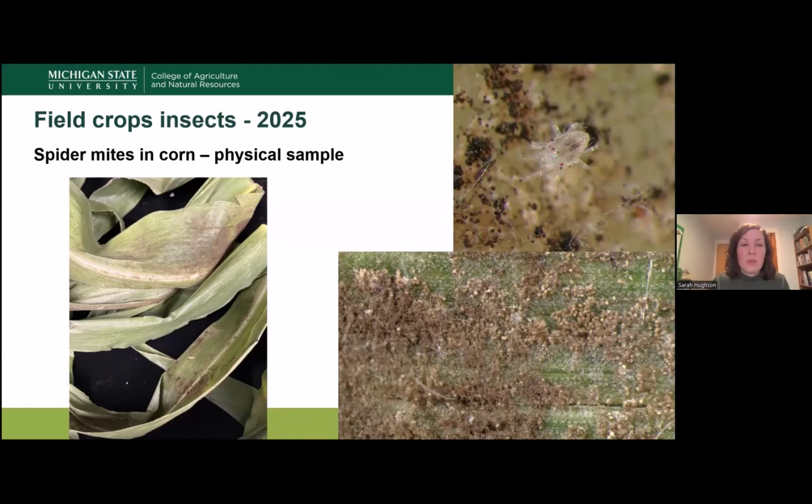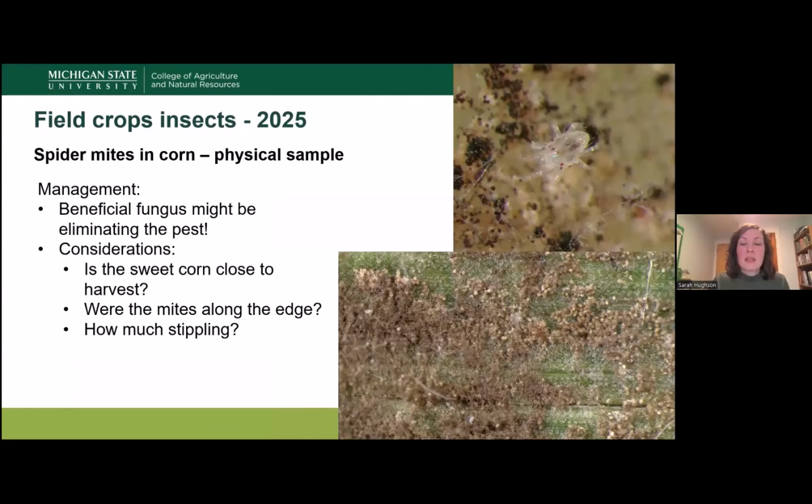So we'll talk a little bit more about spider mite management. So again, in this case, the client has this beneficial fungus growing on these mite eggs, so they probably don't need to treat. But some things to take into consideration when you do have spider mites. I've got 3 points here for that. The first one is to remember that this one was sweet corn, so our management might be slightly different.